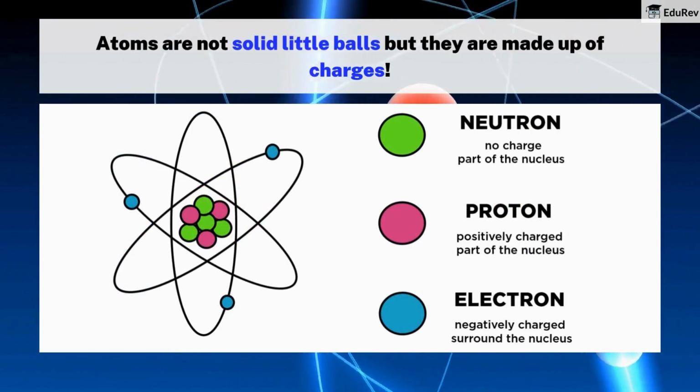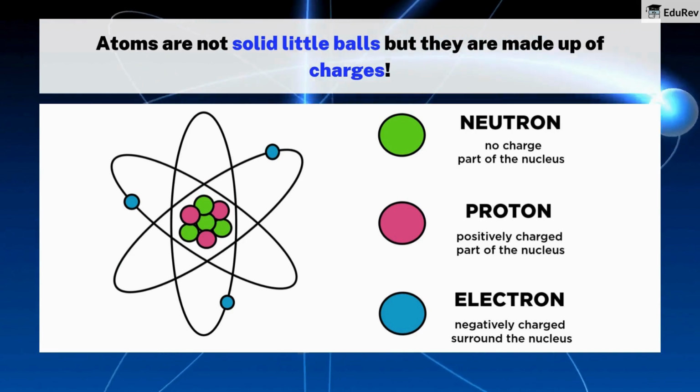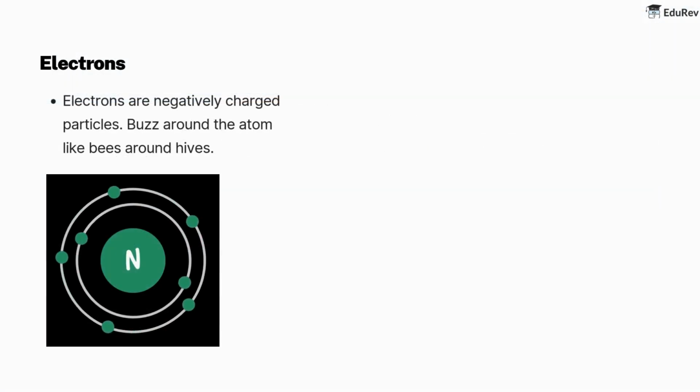Did you know atoms aren't solid little balls? But they are made of tiny particles with charges. First, we have electrons, which are negatively charged. Imagine them buzzing around the atom like bees around a hive.